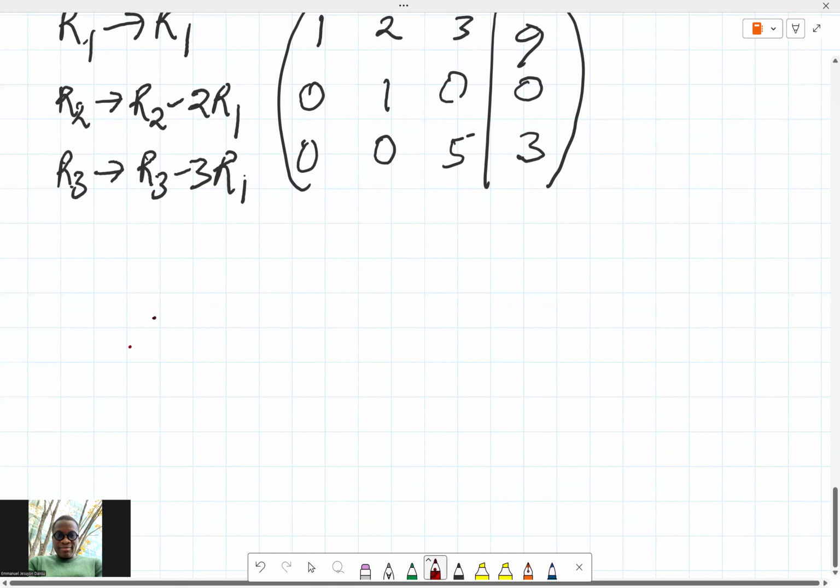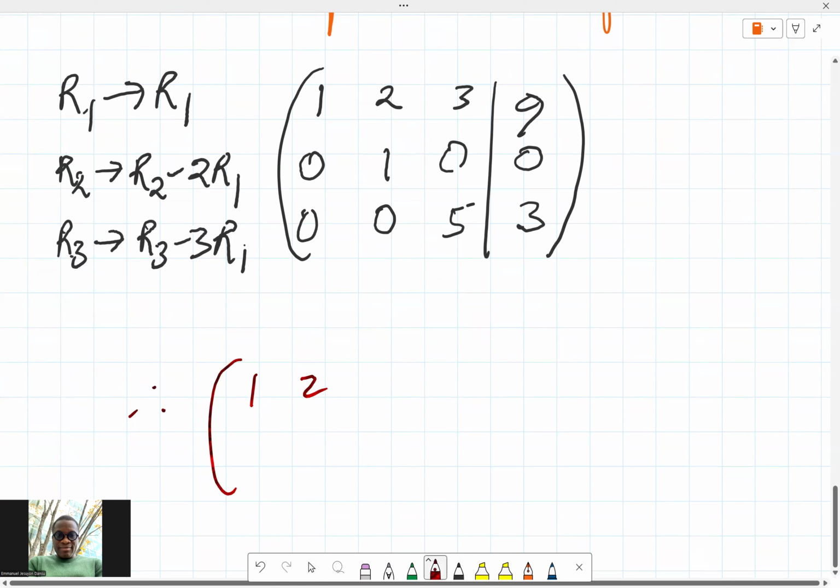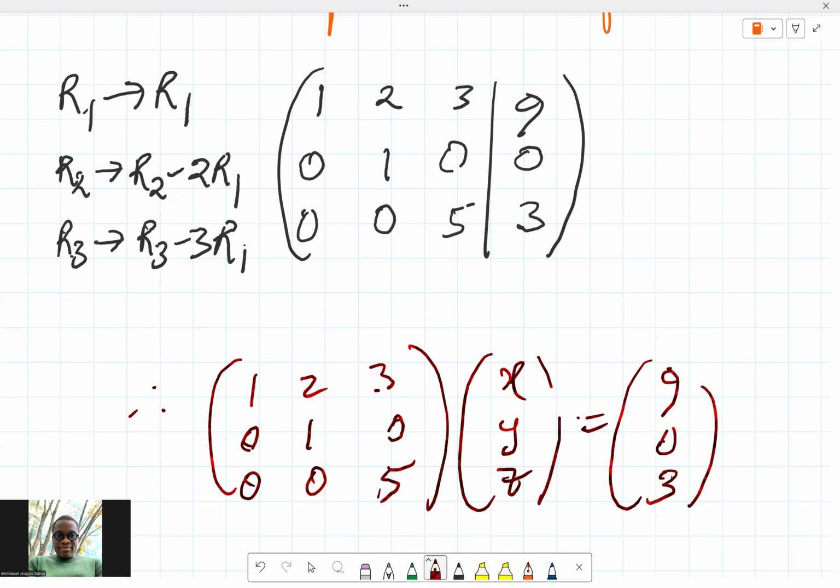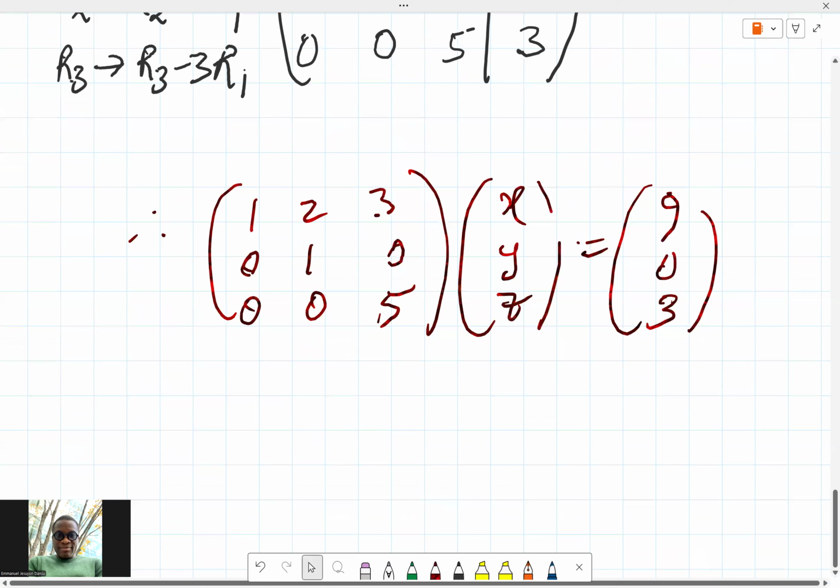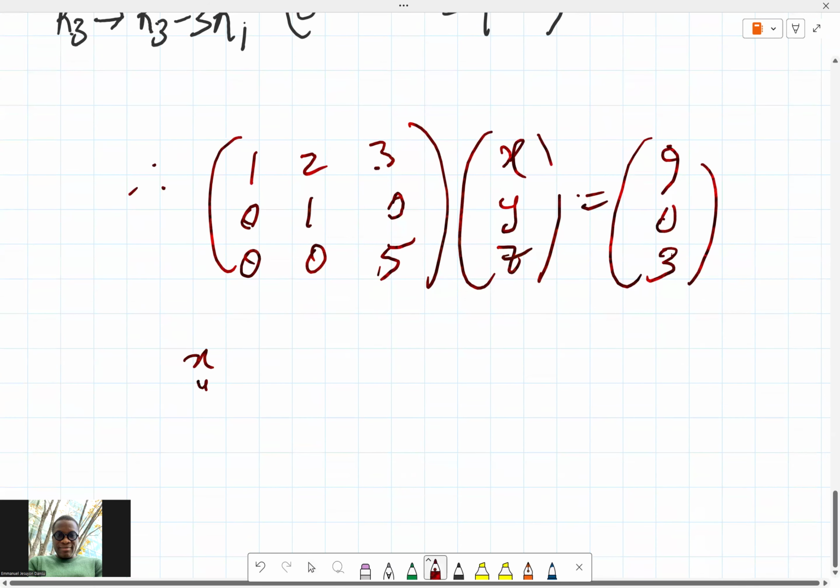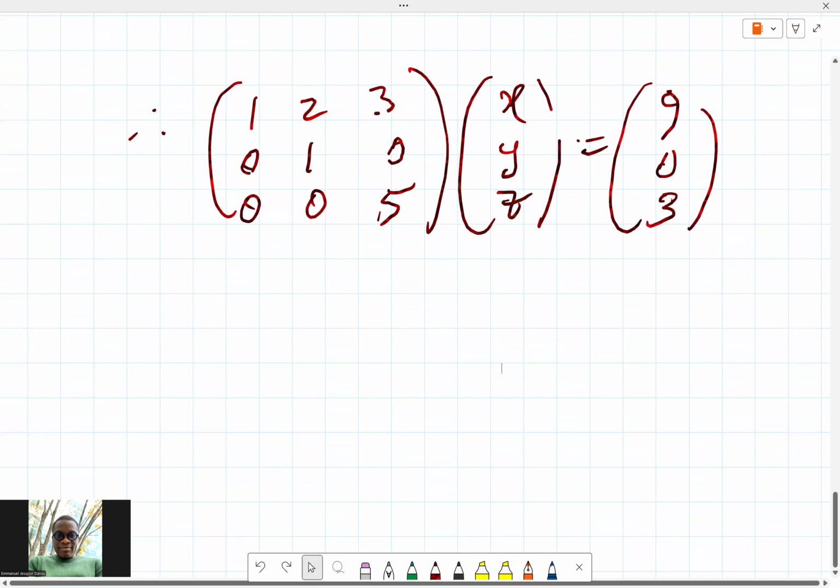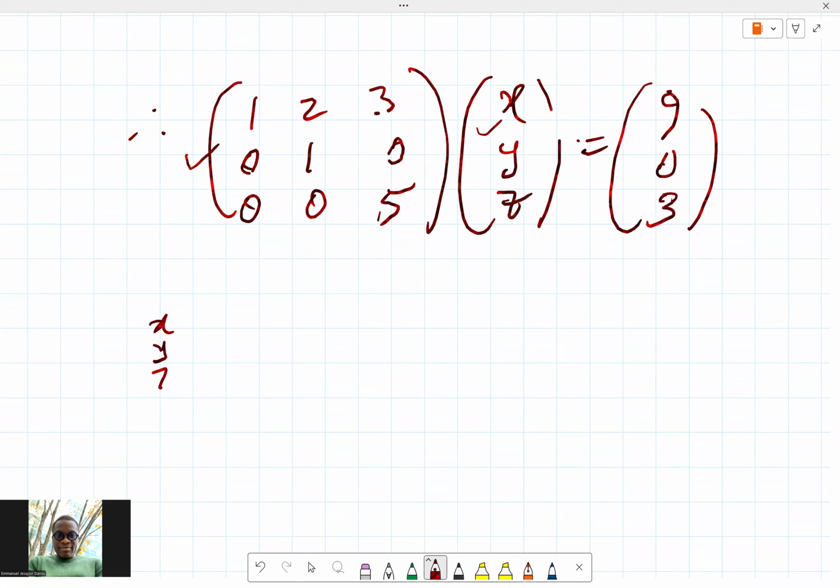So now we can say, therefore, we have the matrix 1, 2, 3, 0, 1, 0, 0, 0, 5 multiplied by x, y, z, and that is equal to 9, 0, 3. If you multiply all of these out, you have x, y, z in a column. If you go to my playlist of matrices, you'll understand what I'm trying to do here. This has 3 rows and 3 columns, so you have to lay x, y, z across each row.